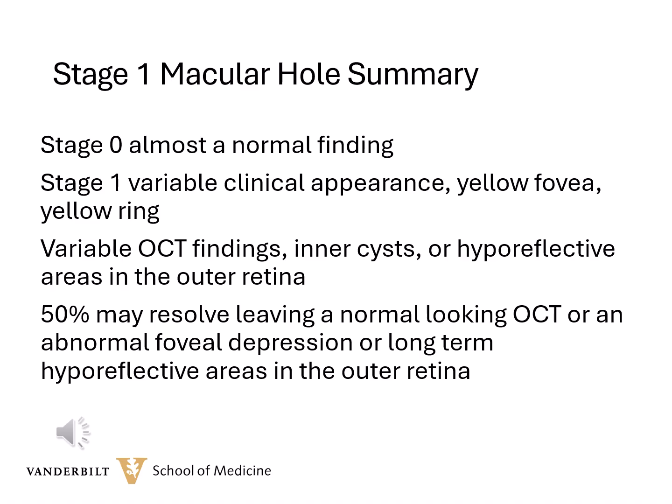Half of the time, the stage 1 macular hole will resolve, and you can end up with either a normal-looking OCT, an abnormal foveal depression, or there can be some long-term hyporeflective areas in the outer retina. And if that is the case, patients will have slightly abnormal vision and describe a very subtle central scotoma.